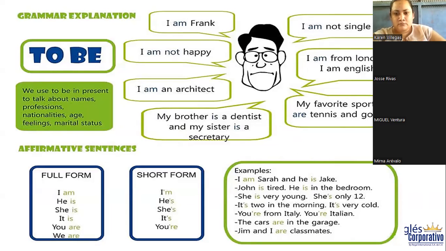Okay, Yom is tired. He is in the bedroom. She is very young. She's only 12. It's 2 a.m. It's very cold. You're from Italy. You're Italian. The cars are in the garage. Jim and I are classmates. Thank you so much, and nice pronunciation of the words.